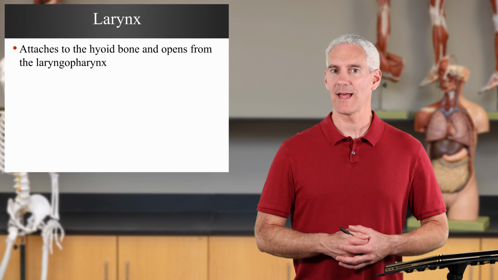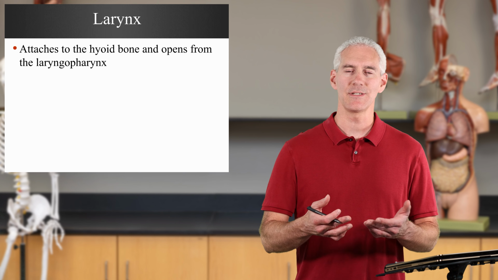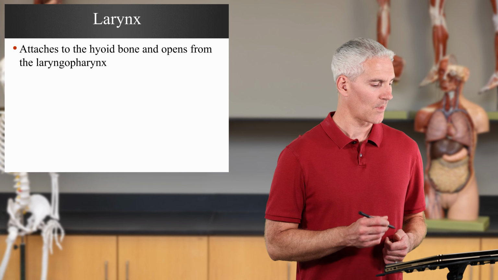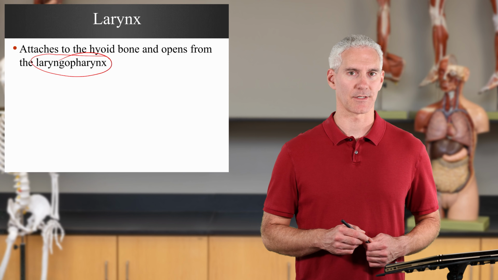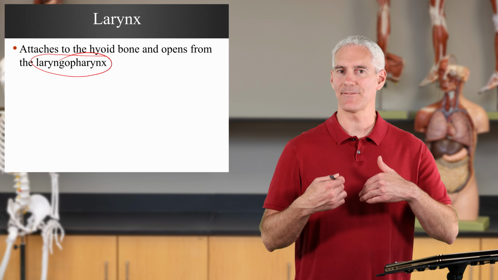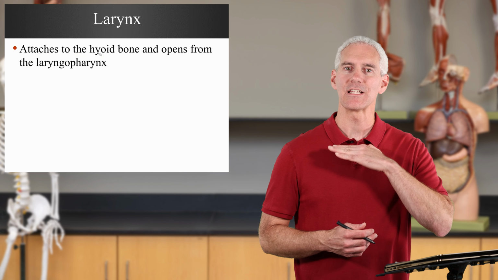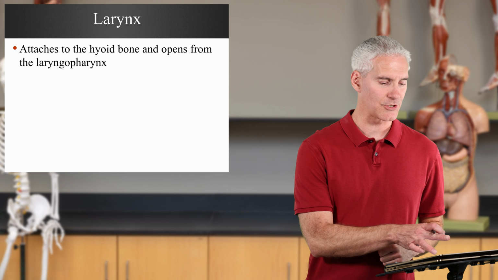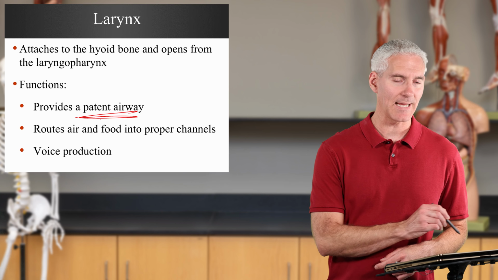All right, below that now is the larynx. The larynx is what's coming just after that. The larynx itself is the opening from the laryngopharynx. So it's just after the pharynx. You have the hyoid bone there just up front. It's just up, remember, underneath the chin area. What's it doing? One of the biggest things, patent airway.